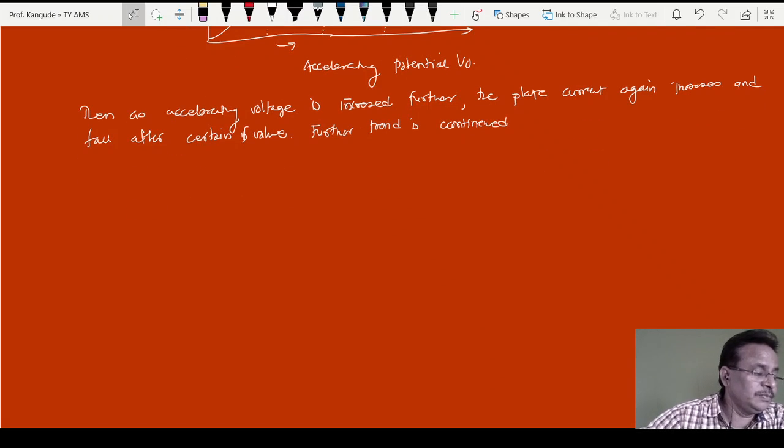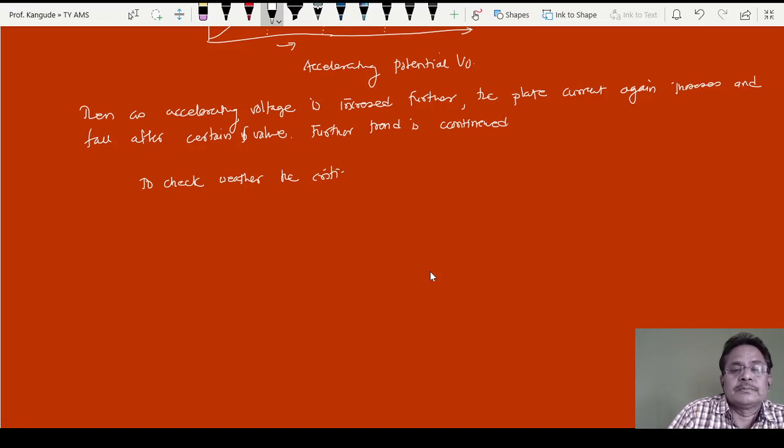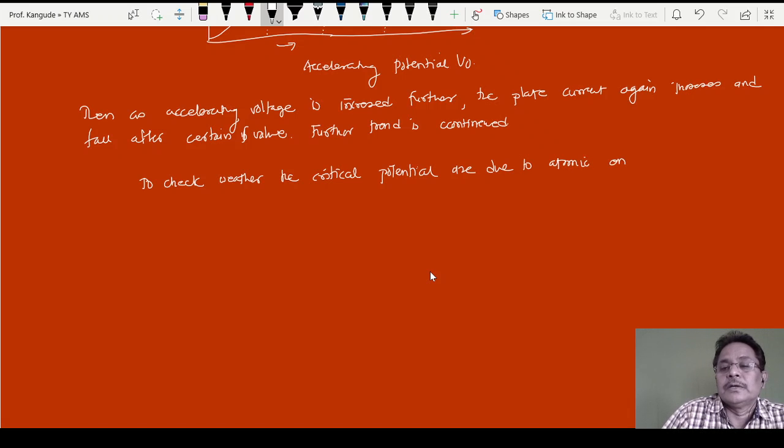Now, to check why this is happening, they did an experiment with mercury, and they came to the conclusion as follows. To check whether the critical potentials are due to atomic energy levels, that is, whether this rise and fall is associated with atomic energy levels, they did something very interesting.